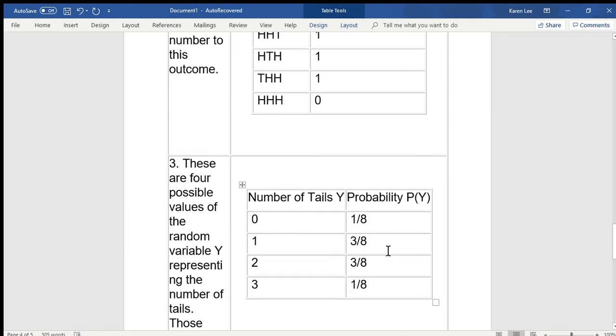Okay, so the number of tails: we have 0, 1, 2, 3. Under probability, 1 over 8 for 0, 3 over 8 for 1, 3 over 8 for 2, and 1 over 8 for 3.